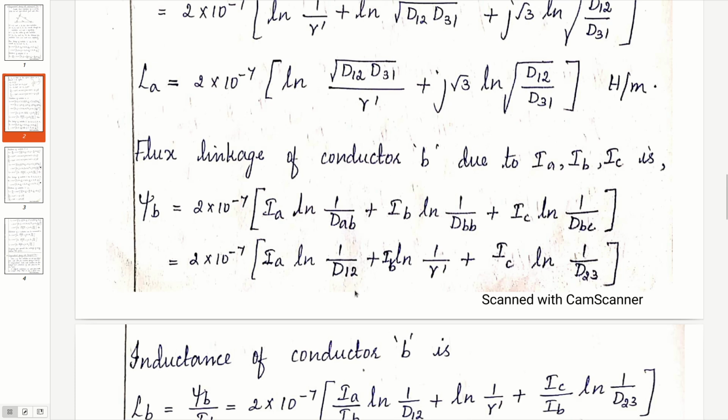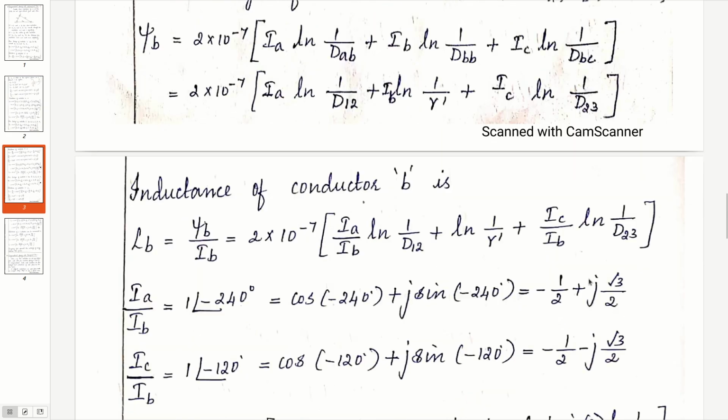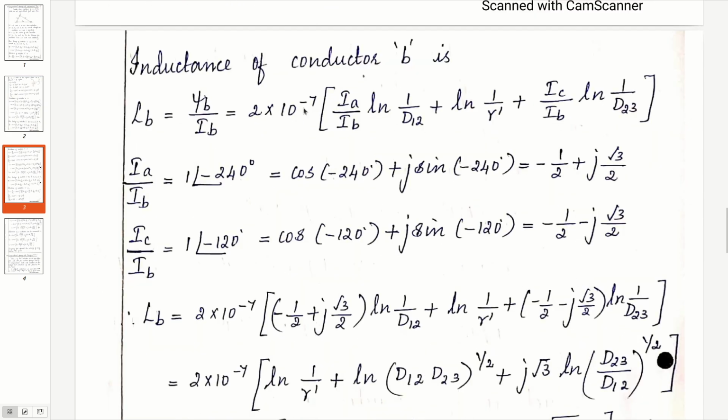Then what is DAB? D12. What is DBB? R dash. What is DBC? D23. Okay. So now what is the inductance of conductor B? LB is equal to psi B by IB, which is 2 into 10 to the power minus 7 times IA by IB ln 1 by D12 plus ln 1 by R dash plus IC by IB ln 1 by D23.